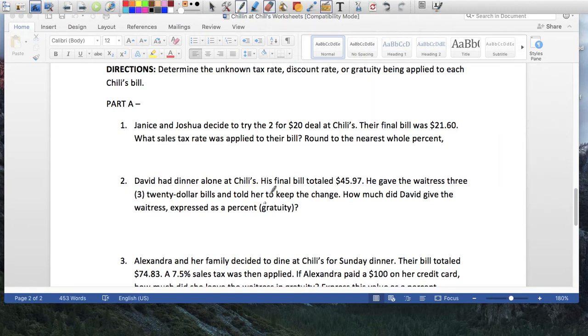Question 2 is almost probably the same thing. The final bill was $45.97. They gave the waitress 3 $20 bills and said keep the change. Well, that's the final bill, meaning that's already the food and the tax, everything. So they gave the waitress $60, right? And they said keep the change. So 60 minus 45.97, let's find out how much they gave the waitress as tip. They gave her $14.03, right?